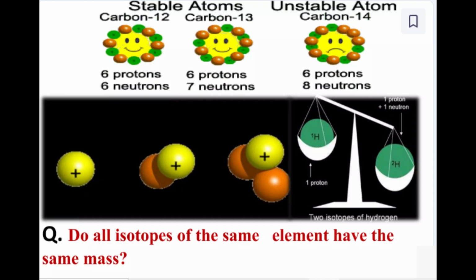Let's look at another example of isotopes, carbon. Carbon exists in three isotopic forms: carbon 12, carbon 13 and carbon 14. All three isotopes have 6 protons, whereas the number of neutrons is different. For carbon 12, 12 minus 6 is 6. For carbon 13, it's 13 minus 6, which is 7, and 14 minus 6 is 8. So these three isotopes of carbon have the same proton number but different neutron numbers, and out of these three, 2 are stable and 1 is unstable.